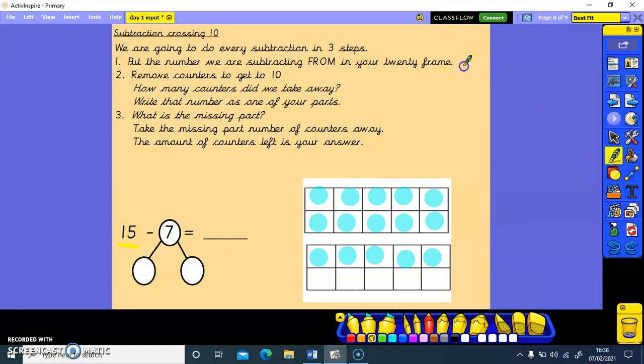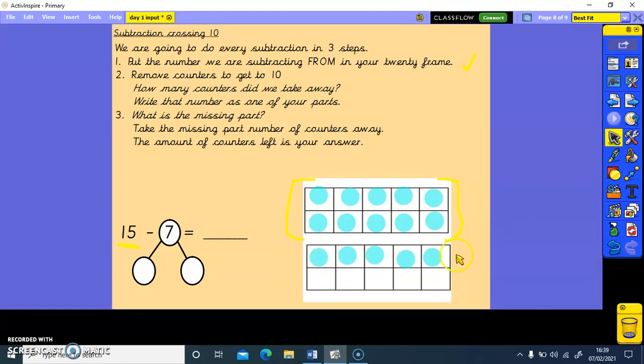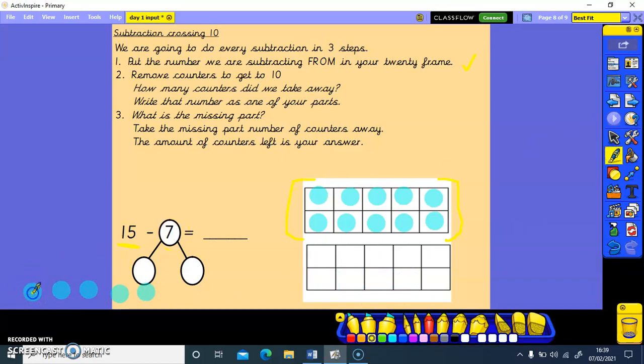So we've put in the number of counters that we need, because we needed 15 as that's the number we're subtracting from. The next step, I've got my 10 here. This represents 10 and I want to get back to 10. So the next step is remove all the counters until I'm back to just 10, which will be all of these here. And that makes one of my parts. How many do I have? Let's count. Count with me. 1, 2, 3, 4, 5. One of the parts is 5 because I took away 5 from here to get back to my 10.